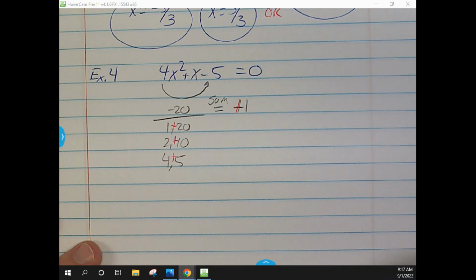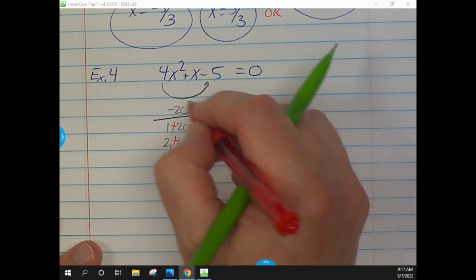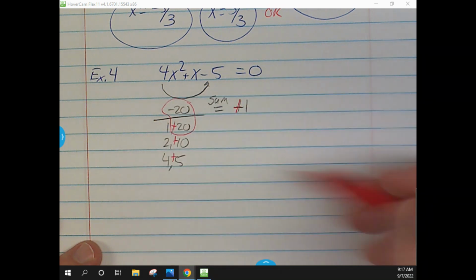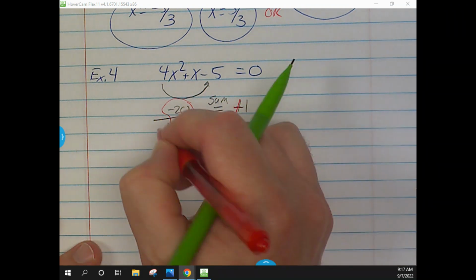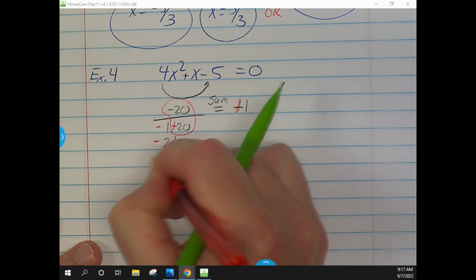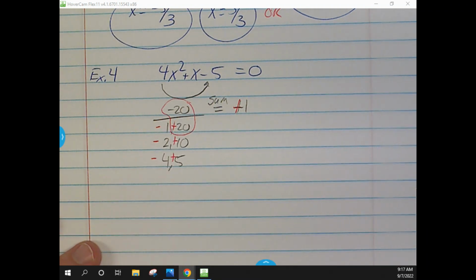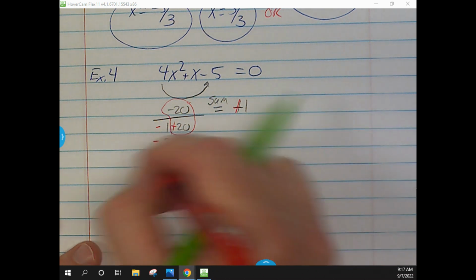Okay, and again, to get the other sign, just simplify this like it was a fraction. If you had a positive 20 and a negative 20 and divide it, we know the answer is going to be 1. But if you divide a positive by a negative, the answer's got to be a negative. There we go. Okay, so the only way we're going to get positive 1 is going to be the 4 and the 5.